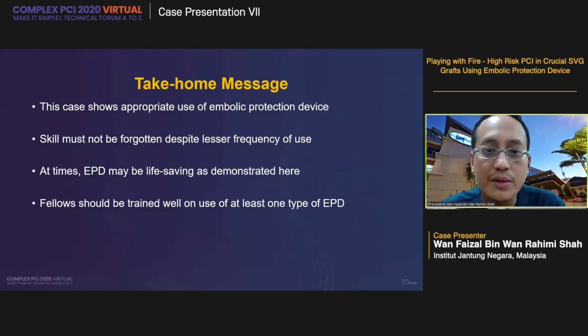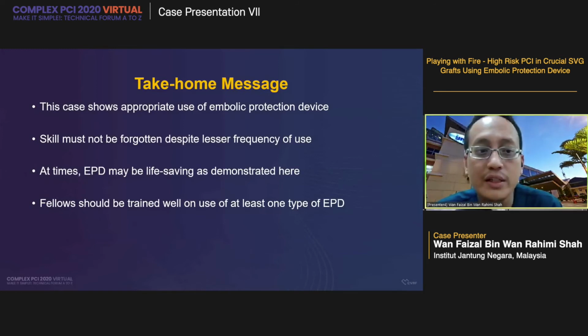And the take-home message I've shown here is that this case shows appropriate use. Now, despite the lesser frequency used over time, it's a skill that must not be forgotten. And it's also a reminder to me as well. And at times, EPD can definitely be life-saving as demonstrated here. And in my thoughts, I feel that fellows should be trained well on at least one type of EPD that they are competent to use. So I will end my presentation with these points.